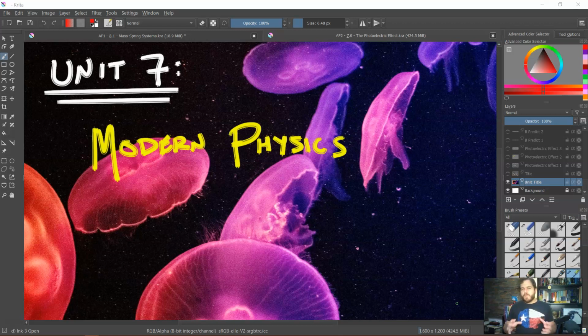Throughout AP Physics 1 and AP Physics 2, we've been talking about exclusively classical physics. That includes classical mechanics, which goes all the way back to Newton and Newton's laws, as well as classical electromagnetism, so that's electric fields, magnetic fields, all these things that James Clerk Maxwell linked together in the 1860s. Now, the thing is, that was not the end of the story for physics.